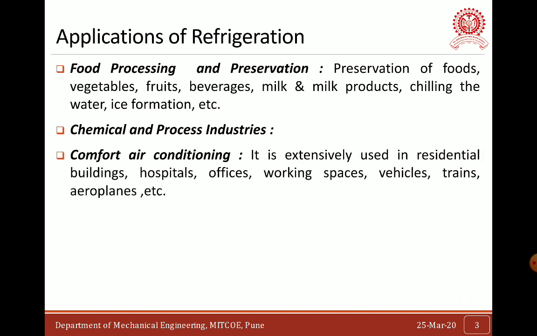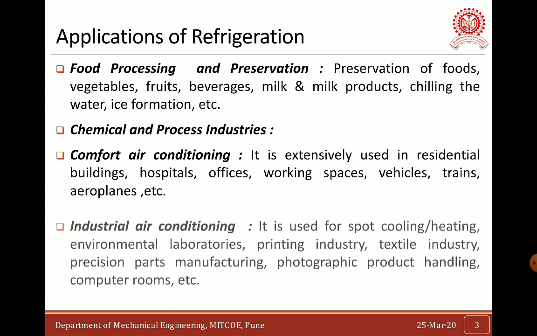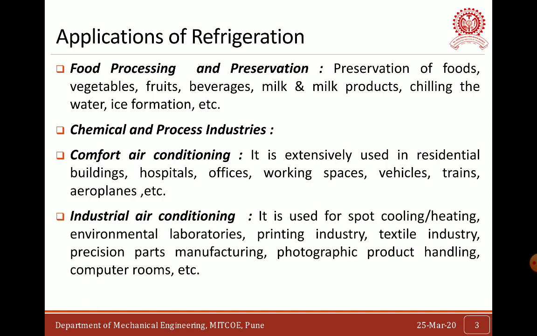Next, some chemical process industries also need refrigeration. Chemical reactions need to be done at a lower temperature than the atmospheric. Next is comfort air conditioning. This is very common nowadays and is extensively used in residential buildings, hospitals, offices, working spaces, vehicles, trains and aeroplanes. Everywhere you find air conditioning nowadays, and it is very common and essential also.